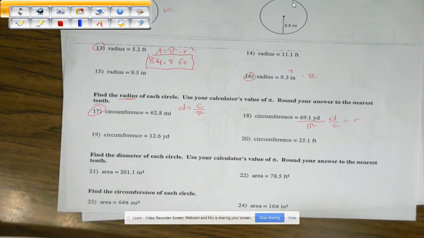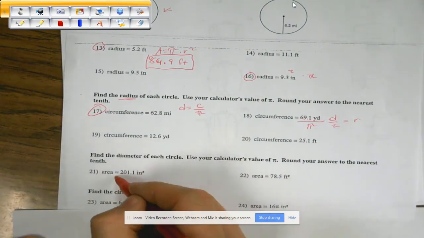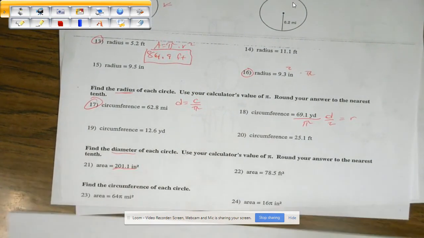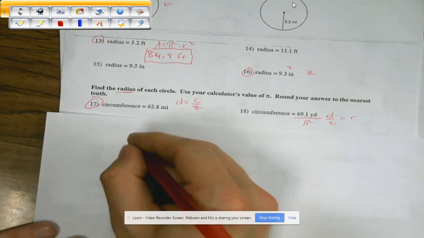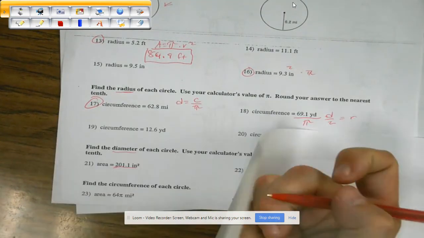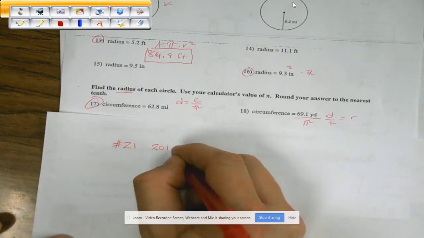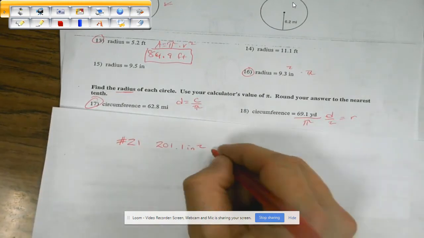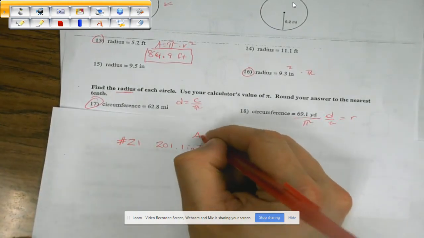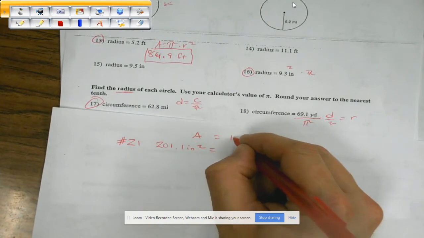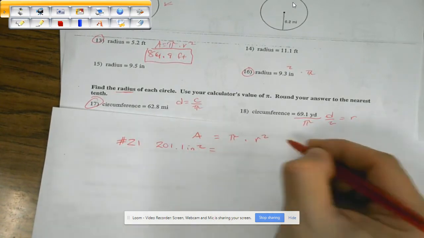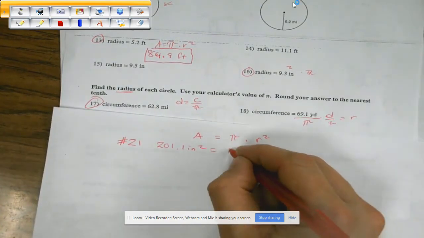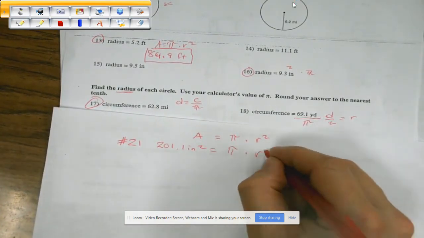Number 21, we're going to be looking in terms of area. We know the area, but we want to find the diameter. So this is number 21, which is 201.1 inches squared, is equal to, I have this equation up here, area is equal to pi times r squared. So now I have that, and pi is just pi times whatever the radius is squared.